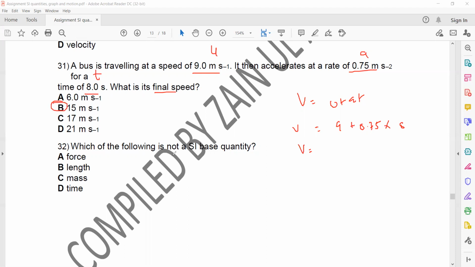Which of the following is not an SI base quantity? Force is a derived quantity. The others are base quantities, base or fundamental quantities. So A is the right answer for question 32.